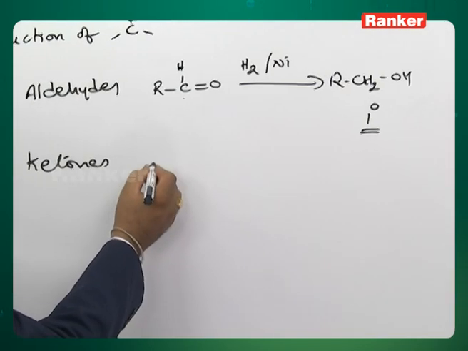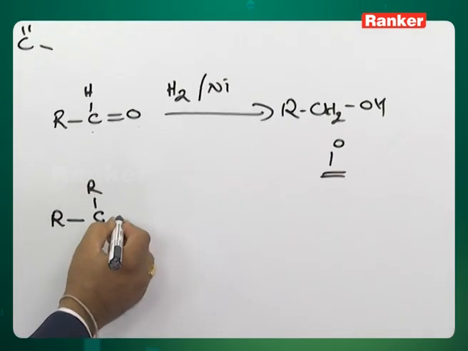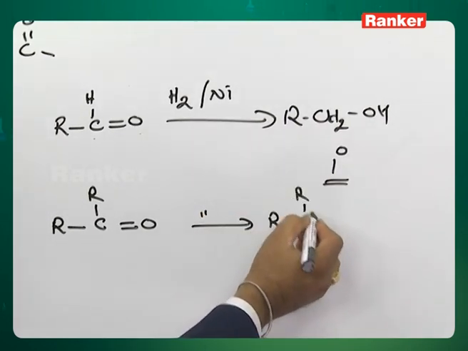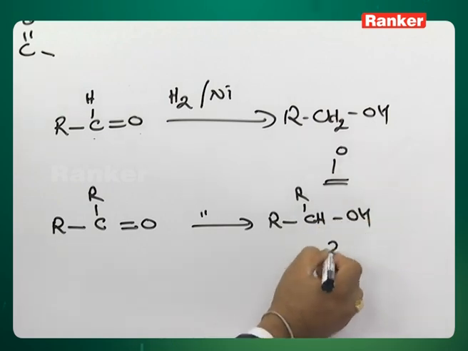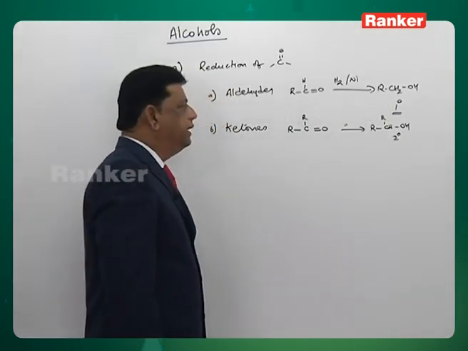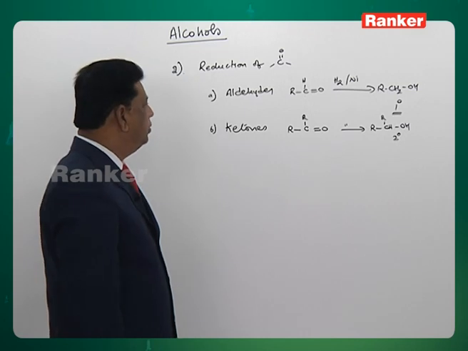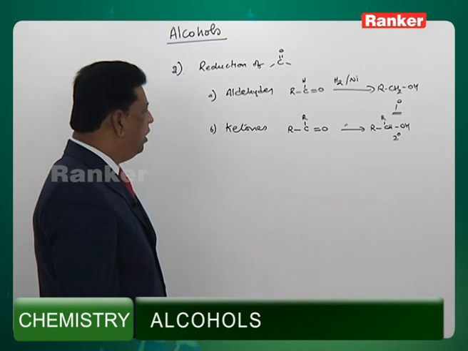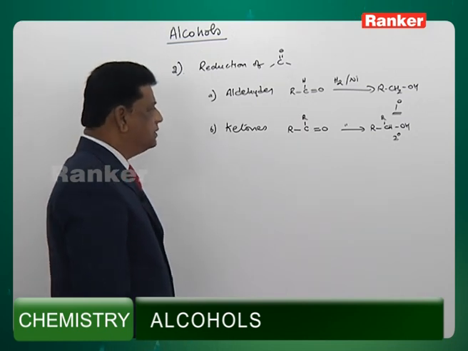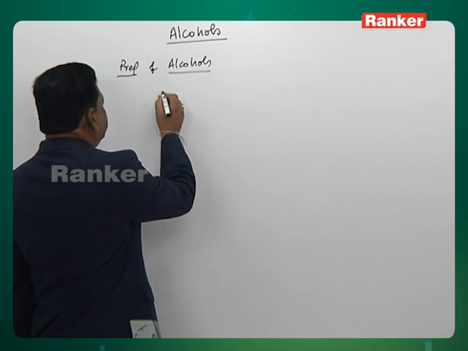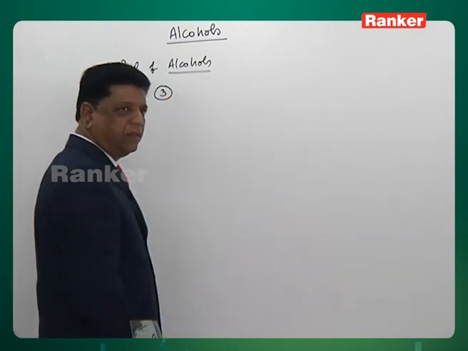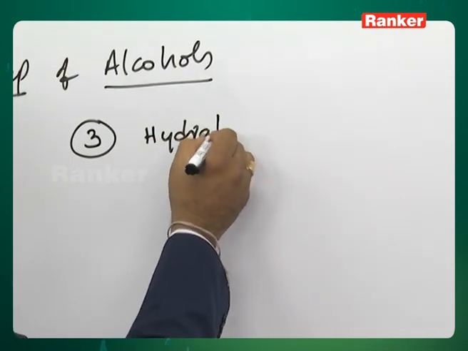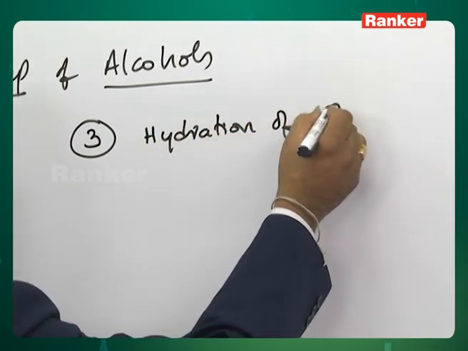Similarly, if ketones are taken, ketones also with the same reagent will give 2 degree alcohol. So, in this method we have a drawback: 3 degree alcohols cannot be prepared using this type of reduction of carbonyl compound. No carbonyl compound will give 3 degree alcohol under these circumstances. So now let us go to the third method. This is hydration of alkenes.